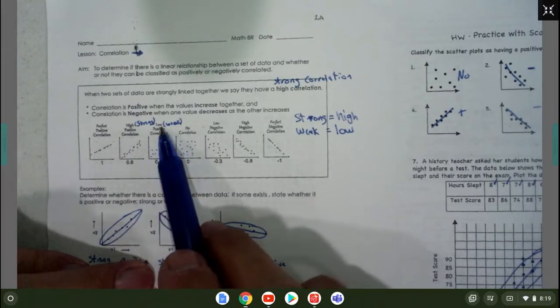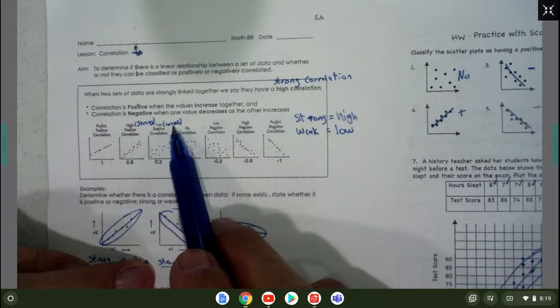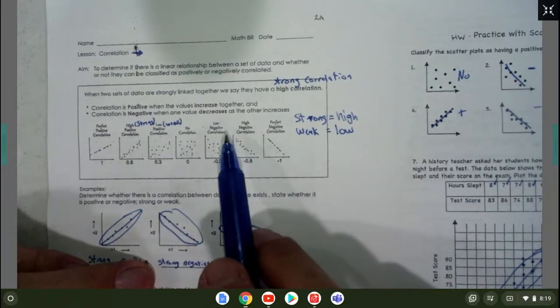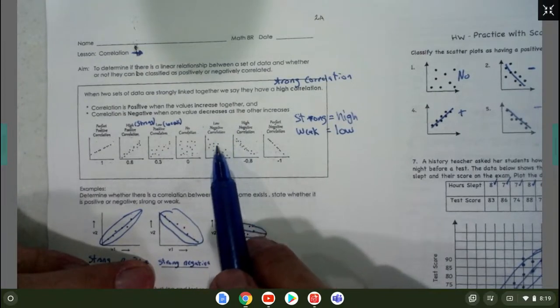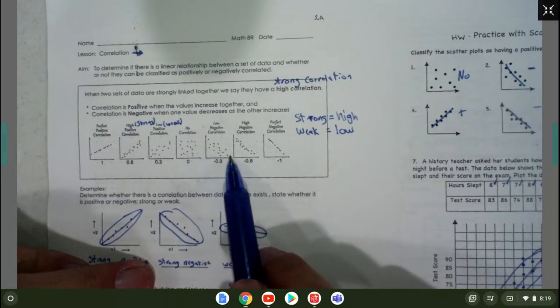All right. We also have a low positive correlation here. The points are a little more scattered out, so we can call that low or a weak positive correlation. Here we have no correlation where the points are just kind of scattered all over the place. Here we have a low negative correlation. Right, the points are scattered around, but they are still decreasing. Right, as we go to the right, they are decreasing.